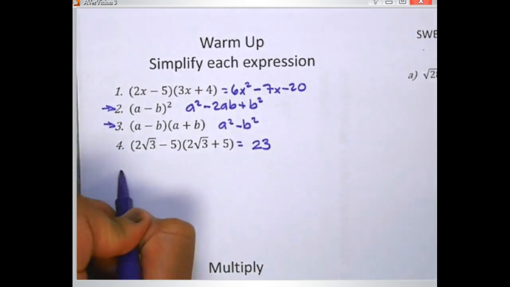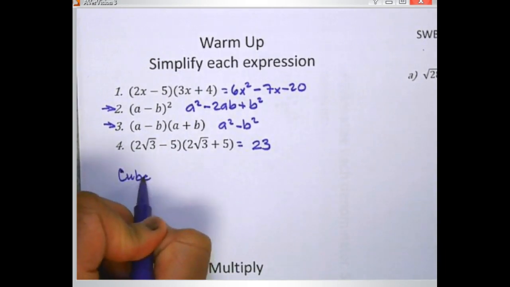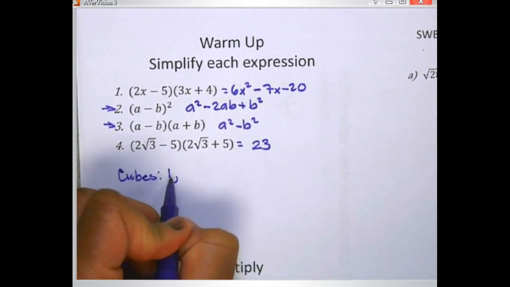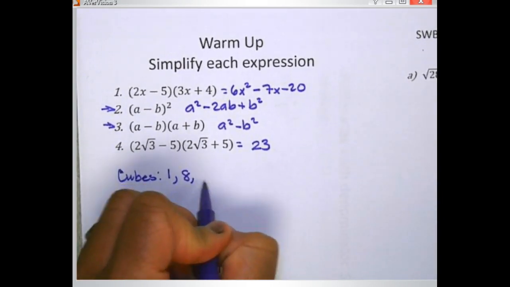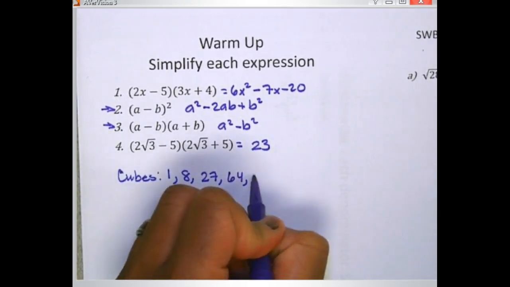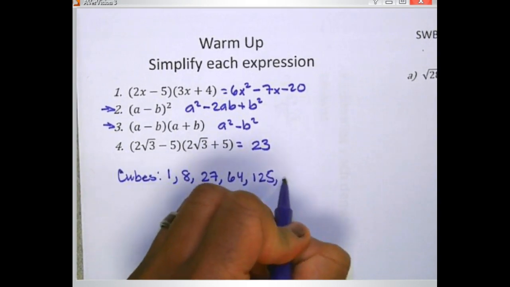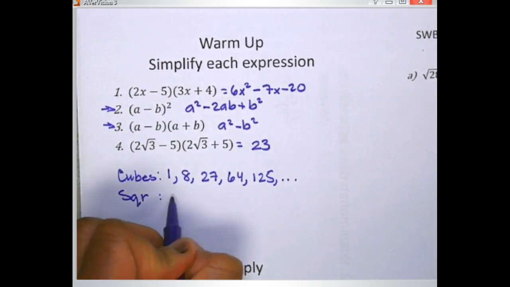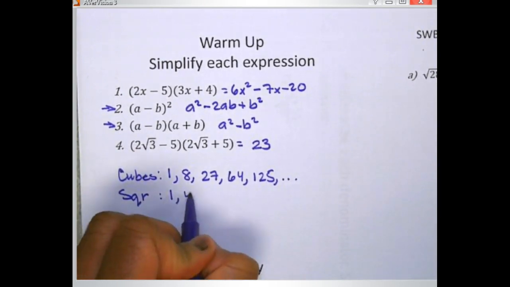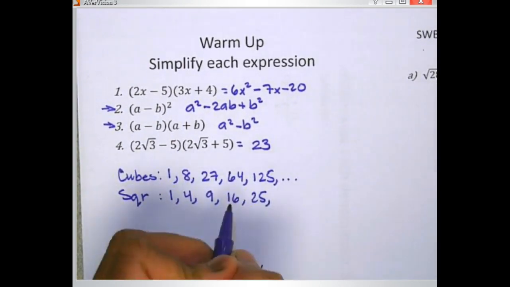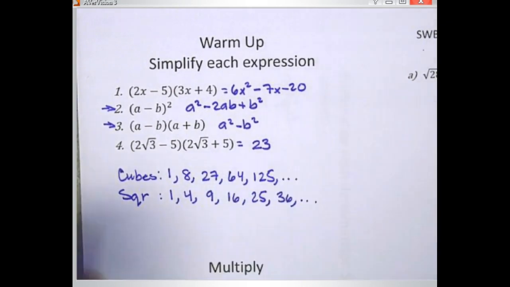Another thing I would just want to remind you guys of is perfect cubes. So like 1 cubed, 1 times 1 times 1 is 1. 2 cubed is 8. 3 cubed is 27. 4 cubed is 64. 5 cubed is 125. Those are some common ones we're going to need. Squares, remember, follow the pattern. 1 squared is 1. 2 squared is 4. 9, 16, 25, 36. So keep those in mind as well as we do these, because we're going to simplify some of these a little bit more.